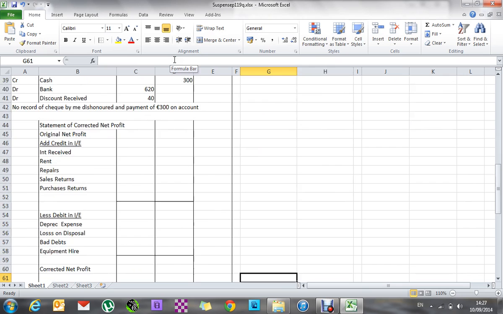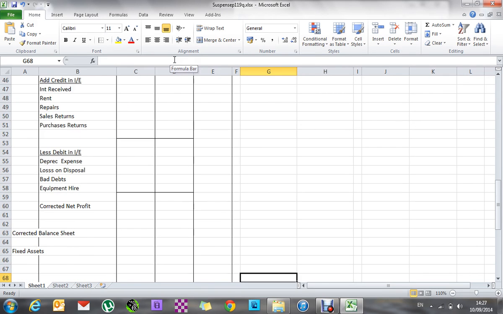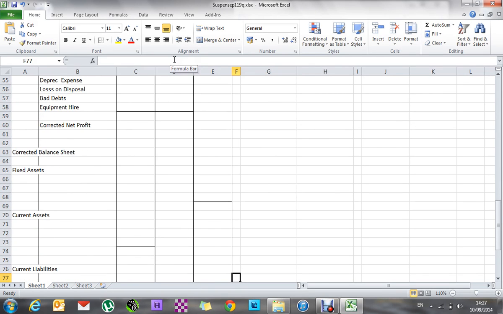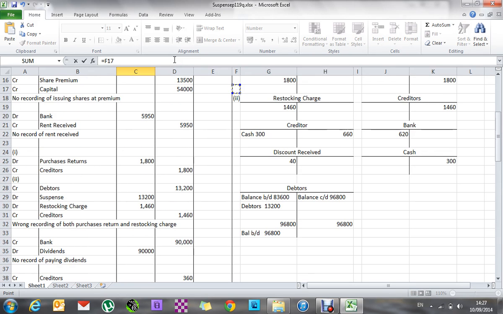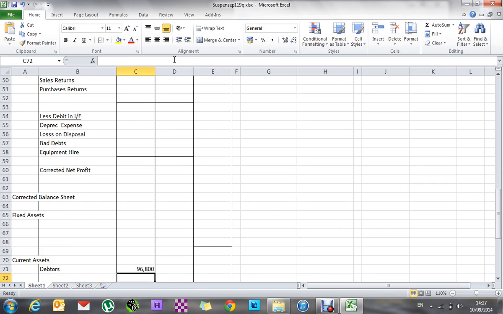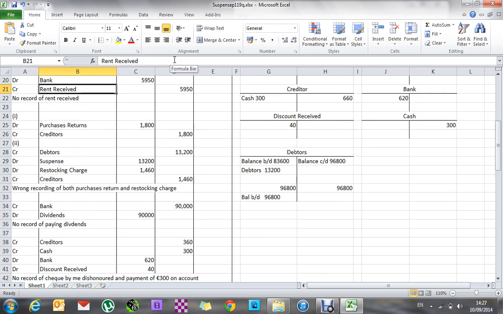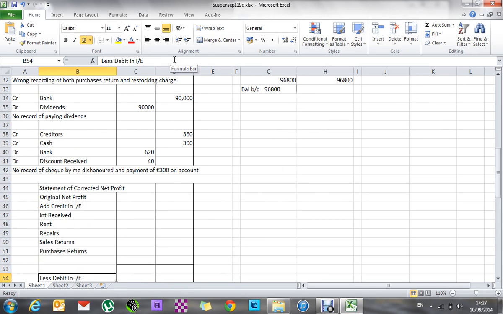Down here I've got a blank document. That's going to be my statement of correct net profit, and the next one's going to be my balance sheet. So I'll go to debtors, and the figure that's going to go in there is the figure I had way up above, 96,800. So that is the balance BD figure. Okay, 96,800. So that's put in there. Now my suspense is finished, so I can move on to the statement of correct net profit.